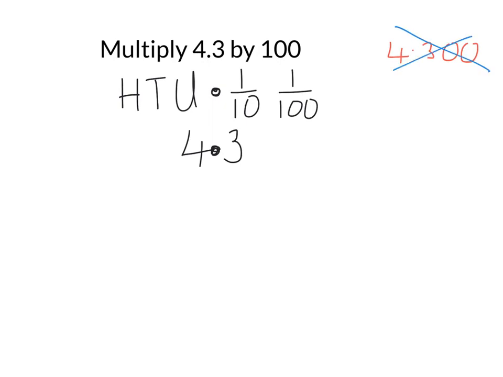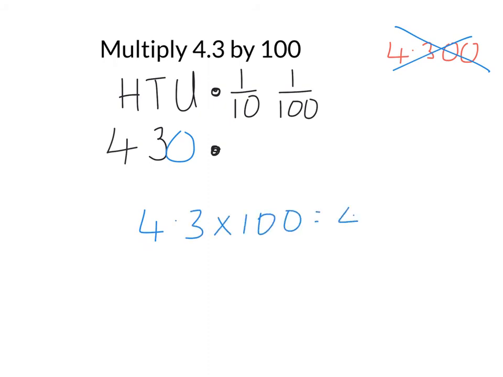So we are multiplying by 100. That means we are moving 2 places to the left in our place value chart. So we're moving once, we're moving twice. So we've got 400s, 3 tens, and we have 0 units. So 4.3 multiplied by 100 is 430. It's for this reason that we don't say add zeros.